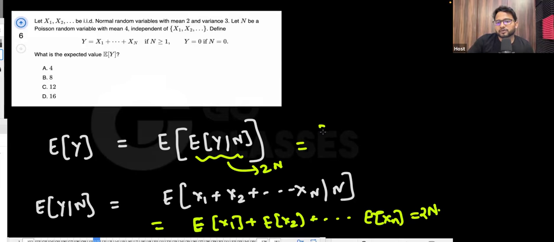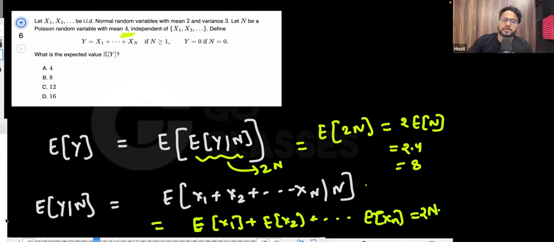Now you can say expectation of 2n, which is 2 into expectation of n. For the Poisson distribution, the expectation is just lambda. They are directly giving the expectation, which is 4. So it is 2 into 4, which is 8. So this 8 is the correct answer. It is again the same as expectation of n into expectation of x, which is 2. Expectation of x is 2 only. Understood? So 8 is the correct answer here.